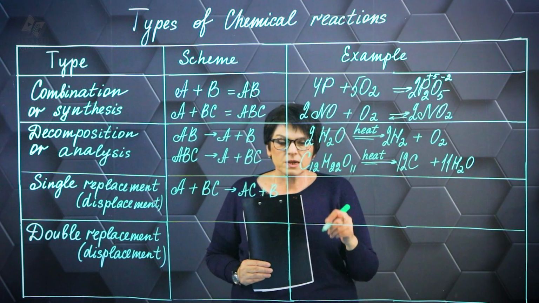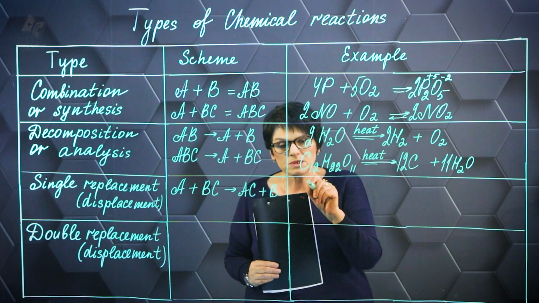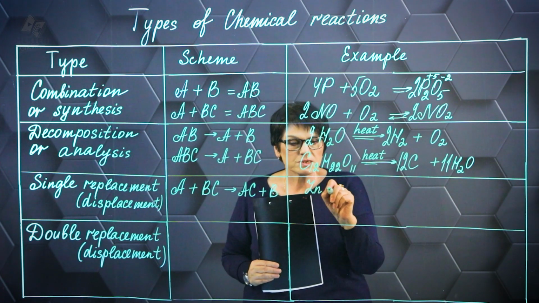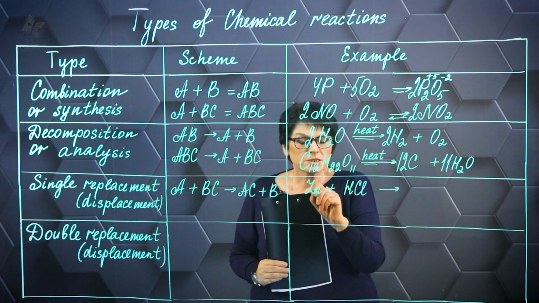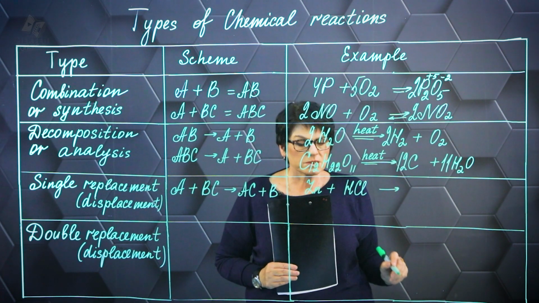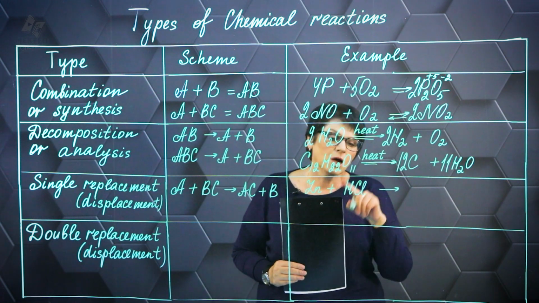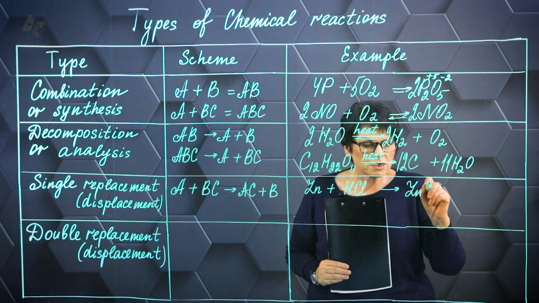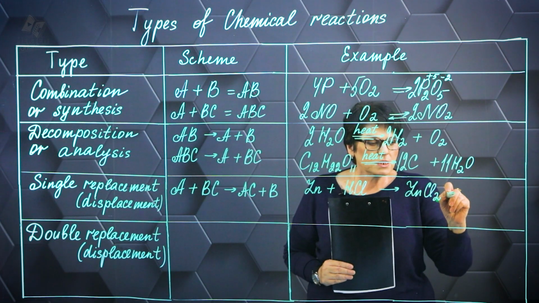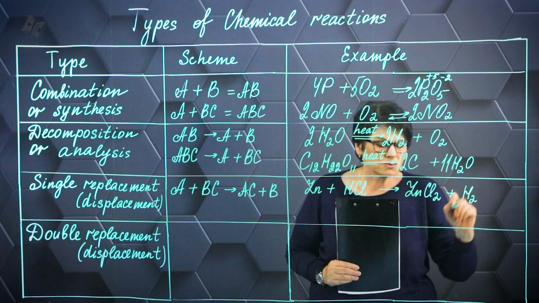Very often metals are involved in such reactions. For example, if we take zinc and hydrochloric acid, the zinc, because it's before hydrogen in the activity series of metals, will displace the hydrogen and the result is zinc chloride. And the second product is hydrogen gas.